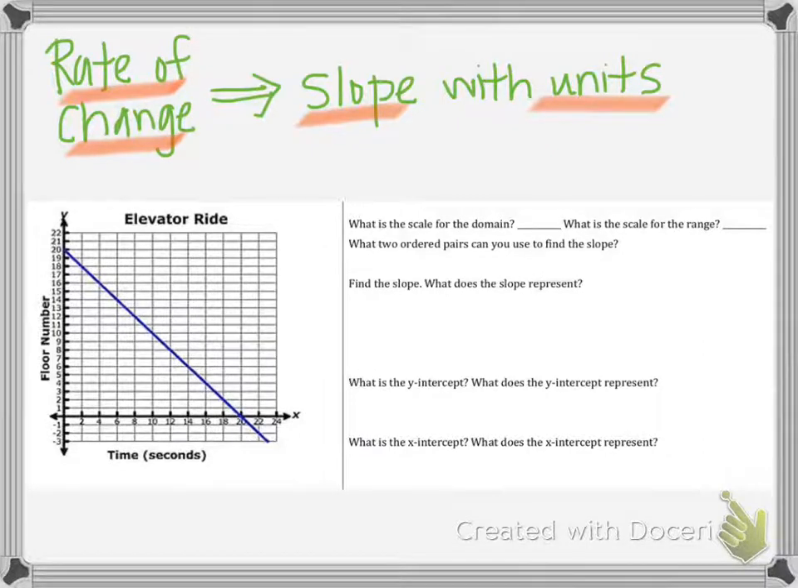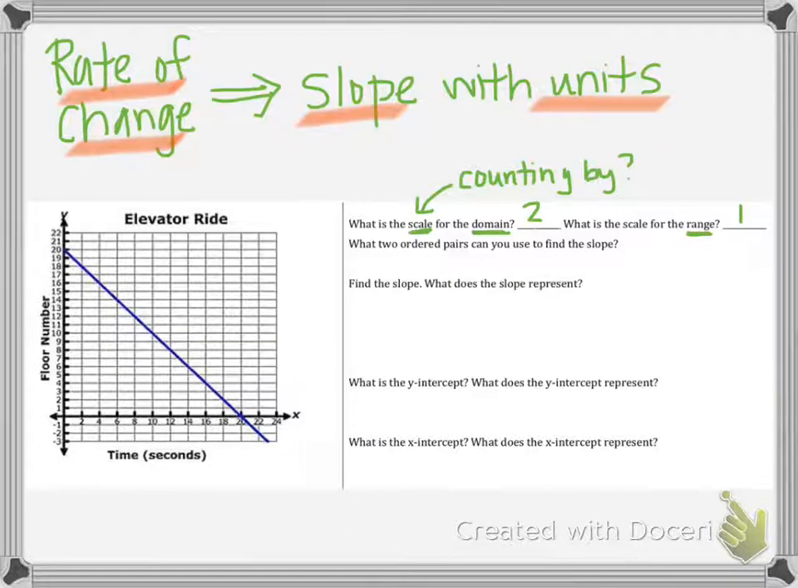The first one says, what is the scale for the domain? Remember, domain are my x values. The scale means what it's counting by. Like, remember when y'all did skip counting when y'all were little? That's what it's asking. So if I look at the x-axis, 2, 4, 6, 8, it's counting by 2s. What's the scale for the range? Now we're looking at the y values, and they're counting by 1s, 1, 2, 3, 4, 5, 6.